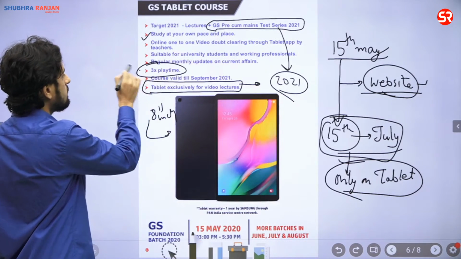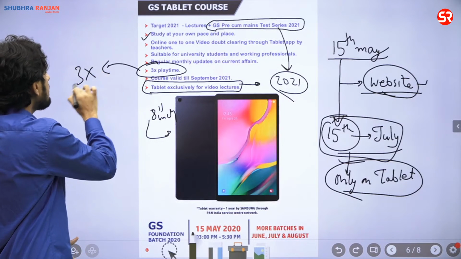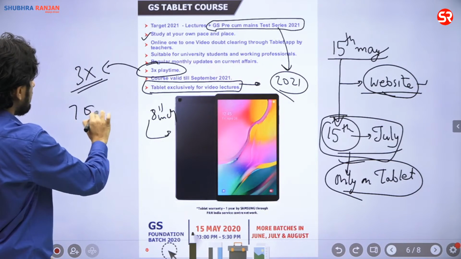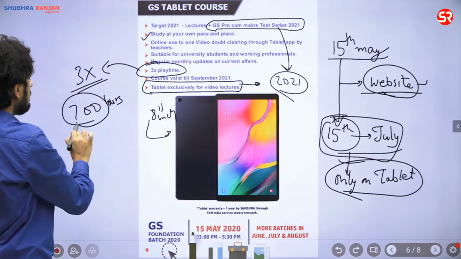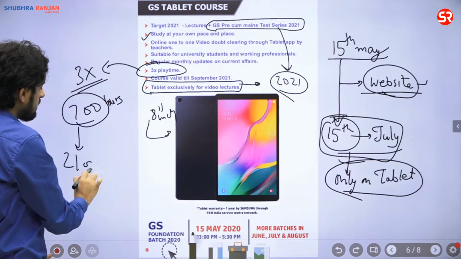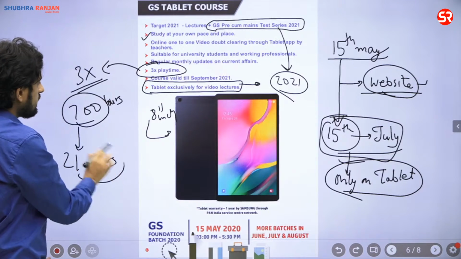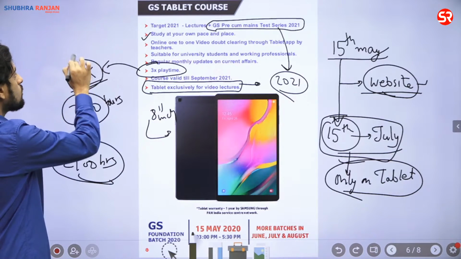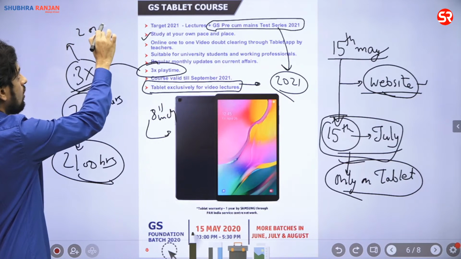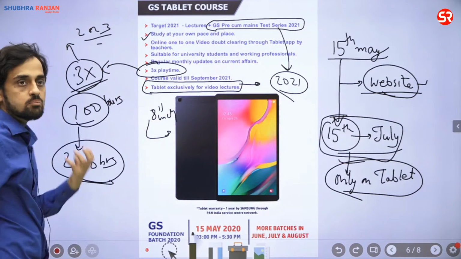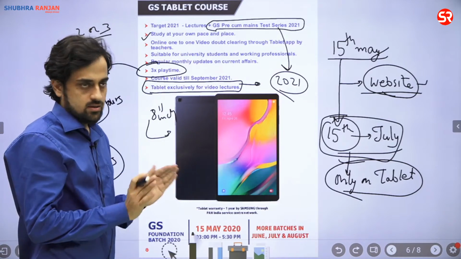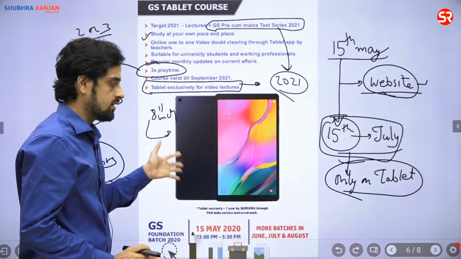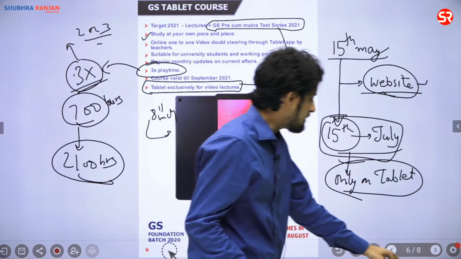Also, the course play time is 3x. As Rishi sir had said, roughly around 700 hours is the course duration. Then you can actually play the whole course for roughly around 2100 hours. Meaning, if you want to go back and watch any lecture twice or even thrice, you can do so. It is up to you how you want to use it. That flexibility is provided, and the total runtime is 3x, and it is suitable for working professionals as well.